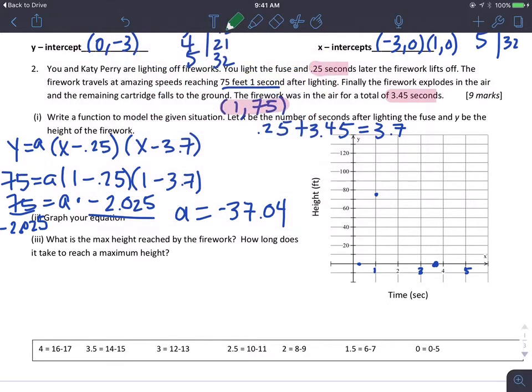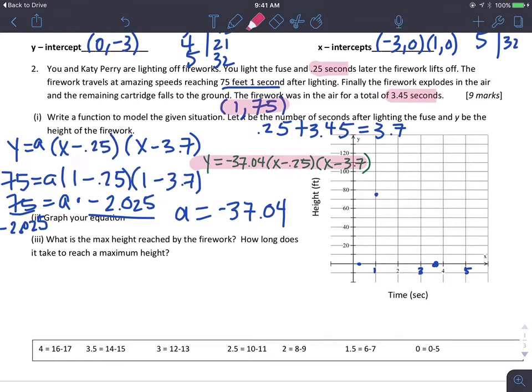So our final answer for the equation, make sure you write your final answer. You don't just say A equals and leave it. And then I am going to try and shrink this down just a little bit at least. So this is my answer.